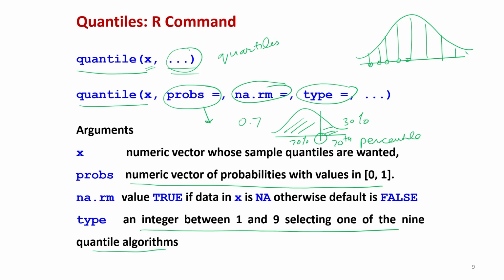There are different ways to compute these quantiles, and there are different algorithms for it. In general, different algorithms will give us different values, but these values are not going to be much different. But if you want to maintain similarity, so that everybody is using the same algorithm and the data is comparable, then you can specify which algorithm is used to obtain such quantiles. So that's what you can give here: type equal to 1 to 9, any integer.